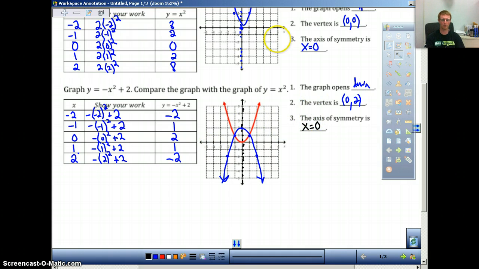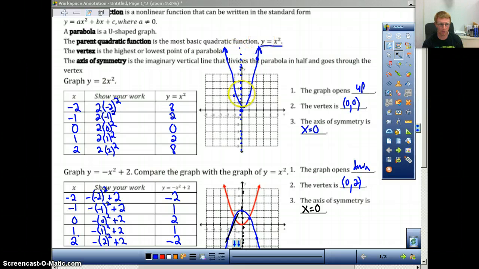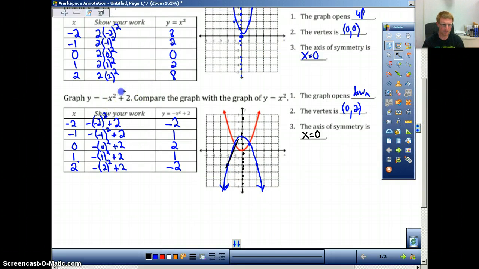Now, the one thing I want to point out here before we wrap up is, 1, notice that it opens down. That's the first thing. Okay, it opens down. That's because there's a negative in front of our x squared. So a negative means that your parabola will open down. A positive, like what we had up here, means that it will open up. Also, this value at the end, the c value, is what we call this.